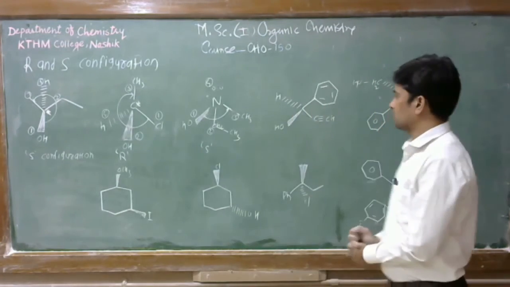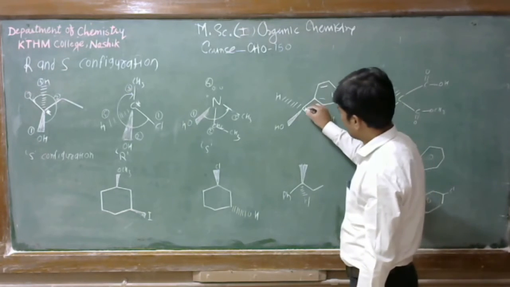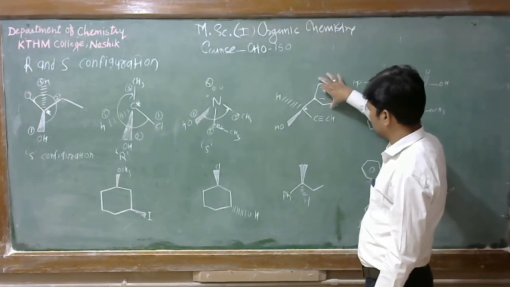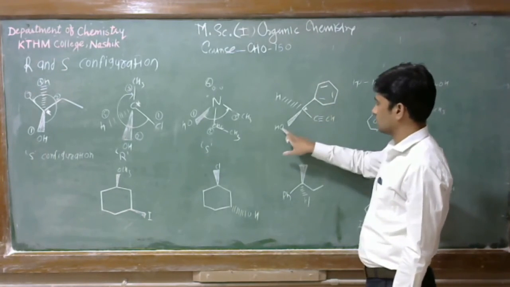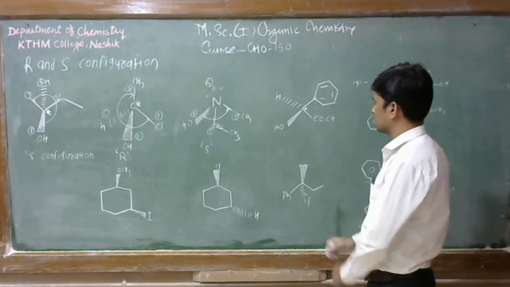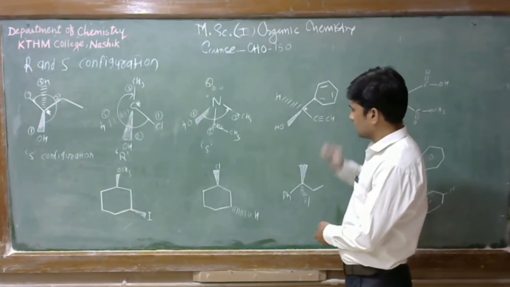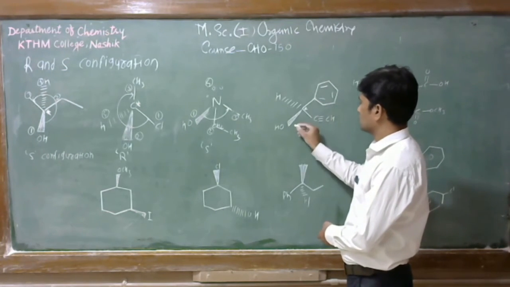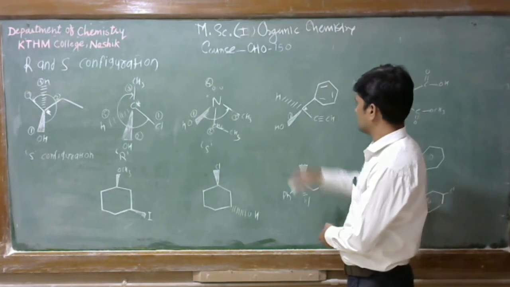Now in case of the next example, see here, this is the chiral carbon atom which is attached to 4 different groups. This is the phenyl group, this is the C triple bond CH group, and this is the hydroxyl group, this is the hydrogen. If we see here, these are the 2 hydrogens, this is the oxygen. So oxygen has a higher atomic number than the carbon atom. So therefore this hydroxyl group has first priority.